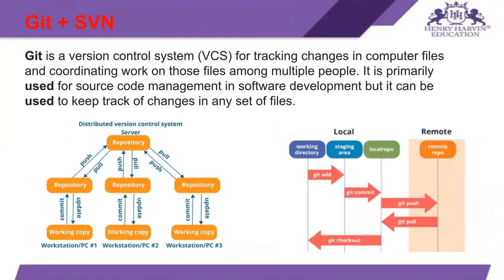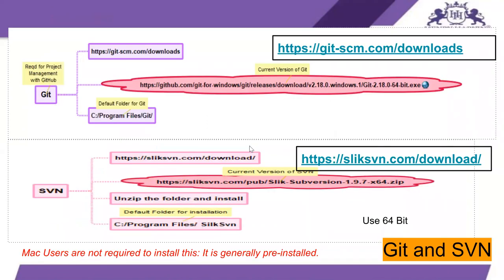Git and subversion help you track your files and keep a copy of the same files in your Git profile, which is created in the cloud. So I would recommend that you install Git with R Studio here. I'll be helping you install and configure Git with R Studio in the next few slides. This is the URL for downloading the Git and SVN files. The SVN file comes in a zip folder, so first you will have to unzip it and then install it. Mac users again need not install this because this is already pre-installed in their laptops.